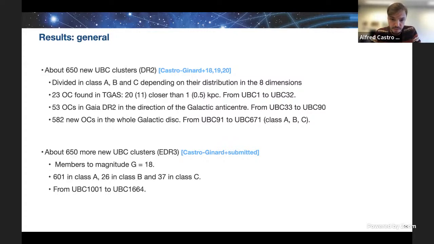And if you want to use this catalog, something you must take into account is the numeration of the clusters. So from 1 to around 600 they belong to DR2, and we started the numeration at 1000 for EDR3, just for us to keep the distinction clear. So this might be useful.